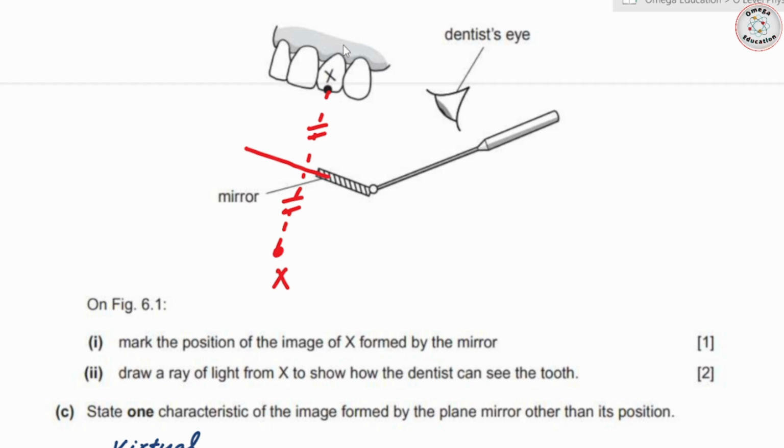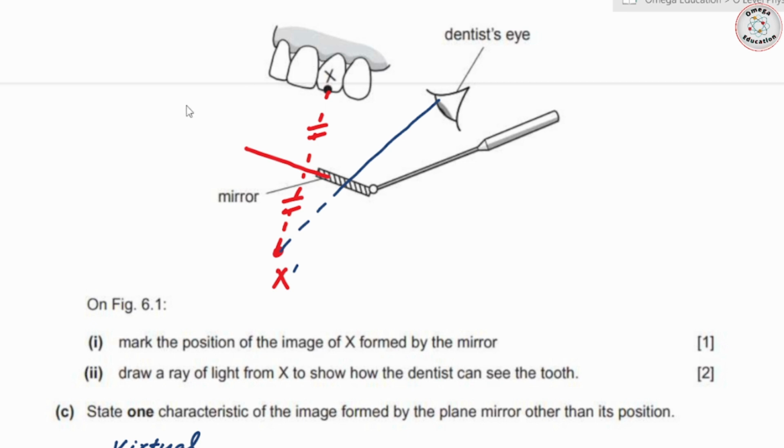Draw a ray of light from X to show how the dentist can see the tooth. For this one, you have to follow a couple of steps. First is from the image. All right, so this is your image. You draw a line or ray from the image towards the dentist's eye, and the back side would be dotted. All the rays on this side would be dotted on the back side of the mirror.